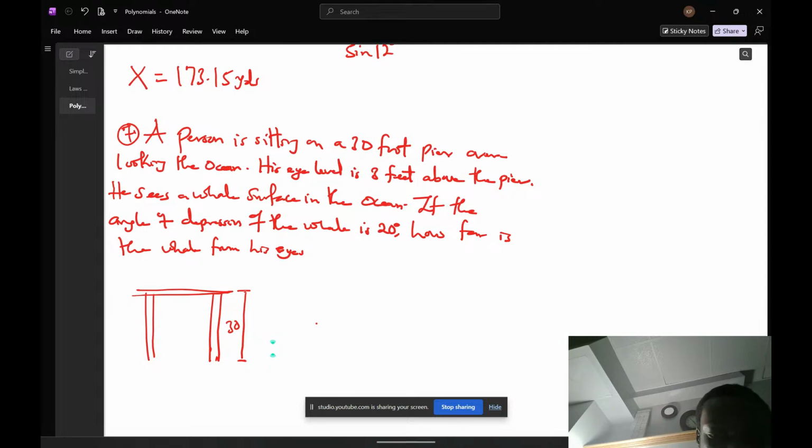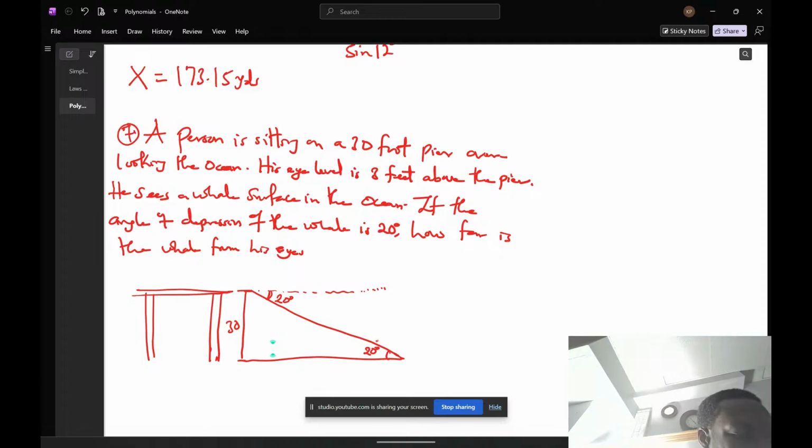So if the person is looking, this is the line of sight. If the person is looking down like this, the angle is 20 degrees. That's the angle of depression. Because this is an alternate angle, this angle will also equal 20 degrees. So now it says, how far is the whale from his eyes.